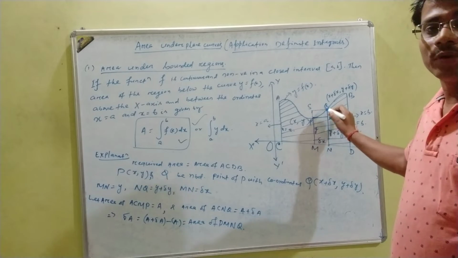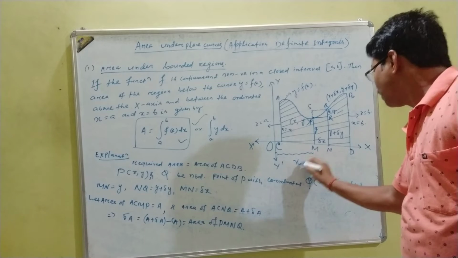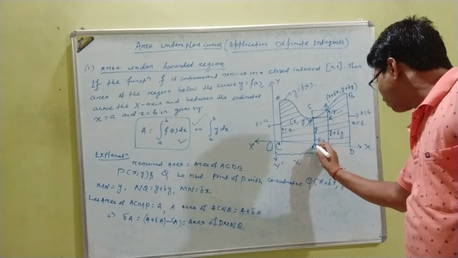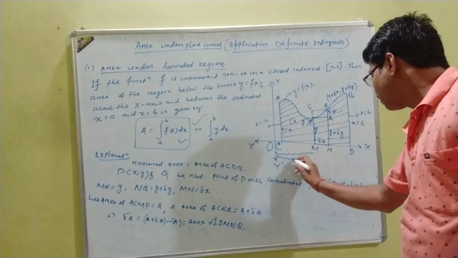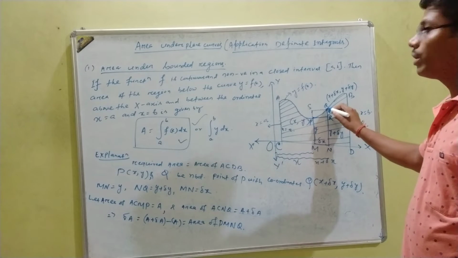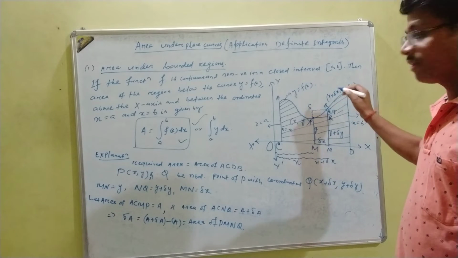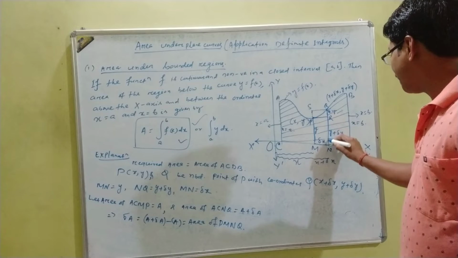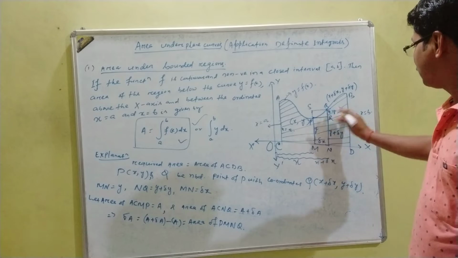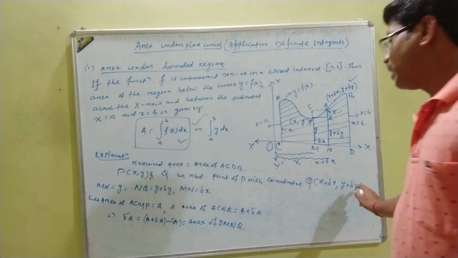The coordinate of Q is x plus delta x. That means this length is x and this length is y, because the coordinate of P is (x, y). So we take the length of MN as delta x, then the length of ON is x plus delta x. Then what is the coordinate of Q? The x component of Q is x plus delta x, and the y component: this length is y, and suppose this length is delta y. The total length is y plus delta y. Then the coordinate of Q is (x plus delta x, y plus delta y).